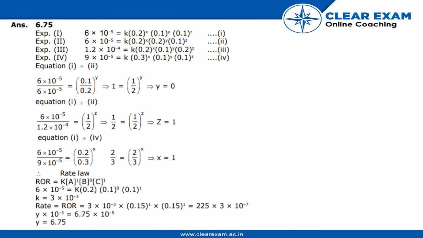After that we will use the rate law, that is, r is equal to k[A]^1[B]^0[C]^1. After that we will put in the values. So we will get k as 3 × 10^-3.